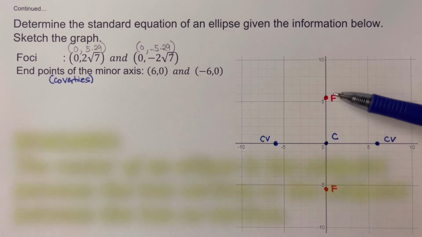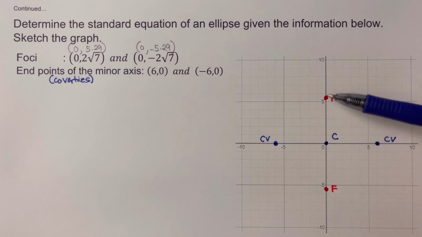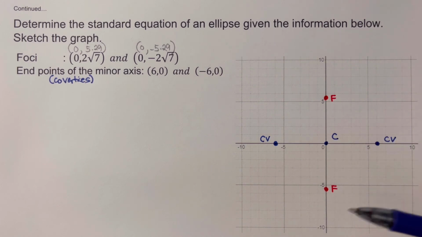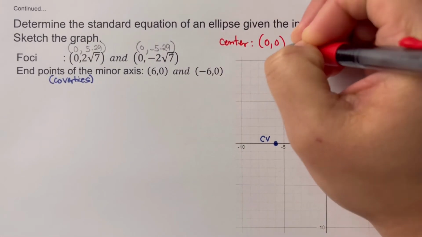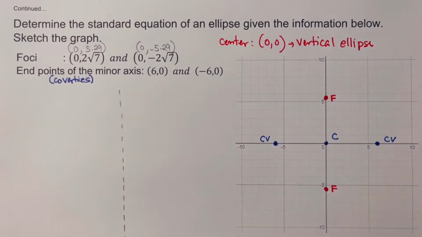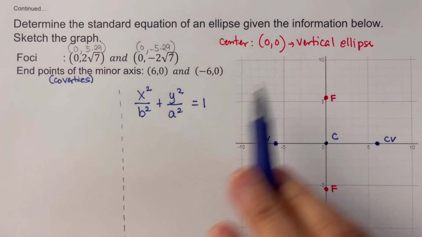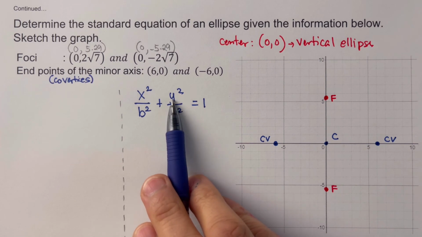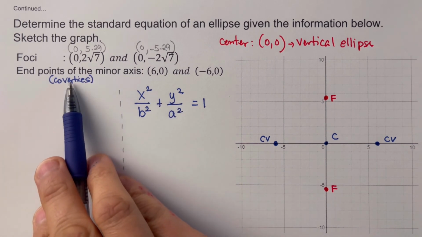Since our focus is on the y-axis, we can go ahead and say that this is an example of a vertical ellipse. So I'm going to go ahead and write that information up here. Okay, since this is a vertical ellipse, our a squared should be under the y squared.